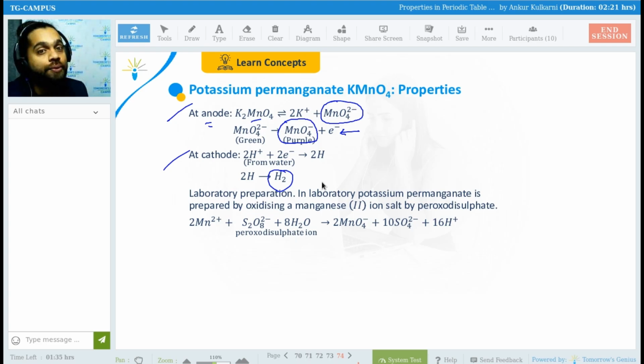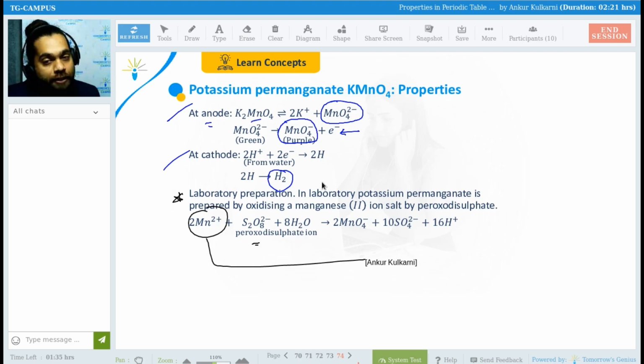Now in the laboratories, this is what we do on the large scale. In the laboratories at the small scale, we do not go and take the ore. Over here we have the Mn2 plus salt, easily available. So we treat it with peroxodisulfate, and it undergoes oxidation. So we use an oxidizing agent. No matter what oxidizing agent you use, your Mn plus 2 will always convert into plus 7. That is how you have to remember. So plus 2 will always convert to plus 7.